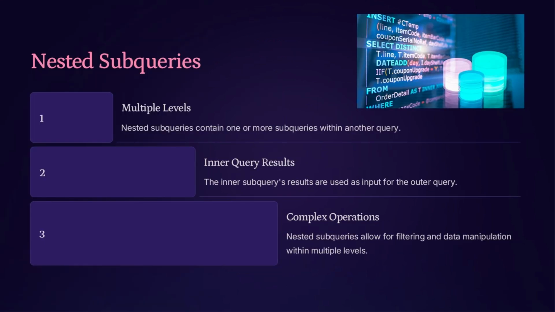Nested subqueries are queries within other queries. They allow you to perform complex operations by using the results of an inner query as input for an outer query. This provides a lot of flexibility and power for filtering and manipulating data. The inner subquery executes first, and its results are then used by the outer query. This can be done over multiple levels, with subqueries nested within other subqueries. This enables very sophisticated data analysis and processing. Nested subqueries are a powerful SQL technique, but they do require careful planning and execution to avoid performance issues.